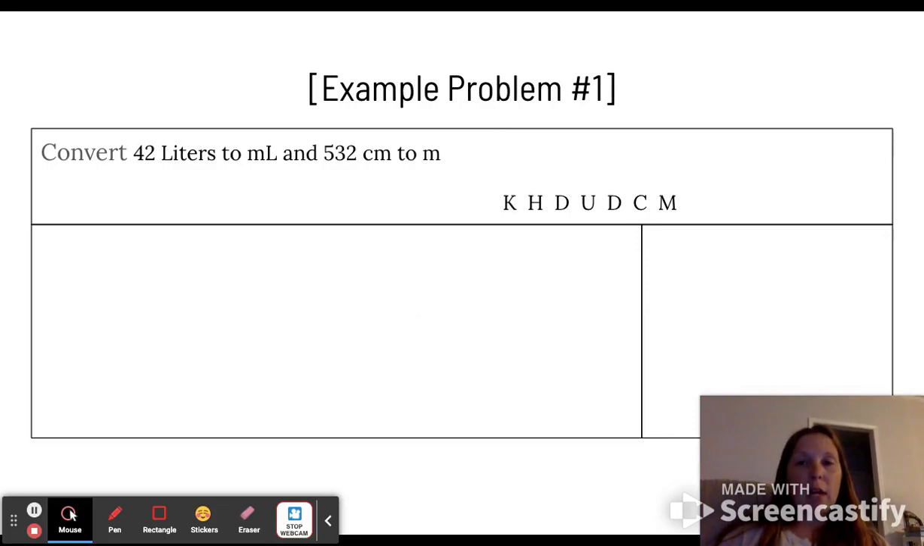Now let's try an example here. I added this, so you may want to add this to your copy of your guided notes. This is the acronym or prefix starters for you: kilo, hecta, deca, base unit, deci, centi, milli. This is here just to show you, in case you like moving the decimal, how you do that. We have 2 examples here. We're going to convert 42 liters to milliliters and 532 centimeters to meters.